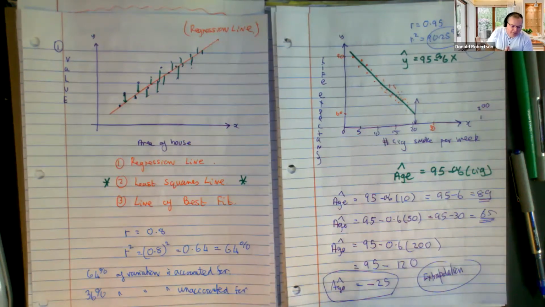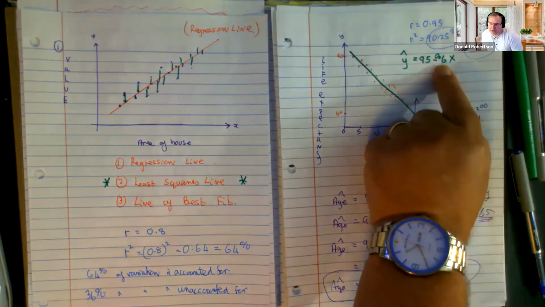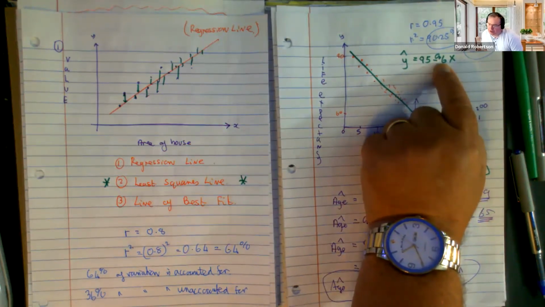Have you ever heard people say things like, for every 10 cigarettes you smoke, you will take six years off your life? You ever heard those kind of things? Yeah. Right, if you want to know where it comes from, it comes from this guy here. Remember that negative 0.6?